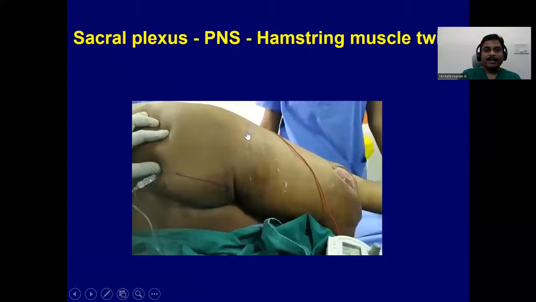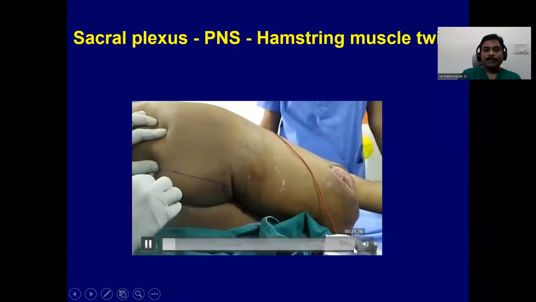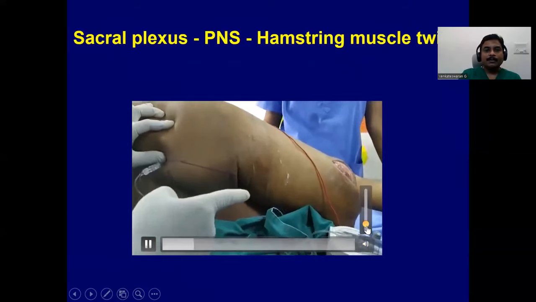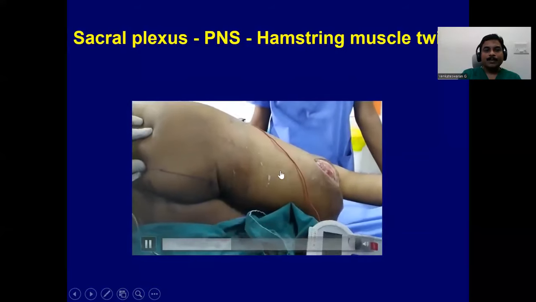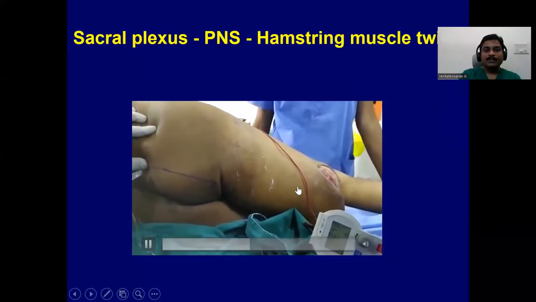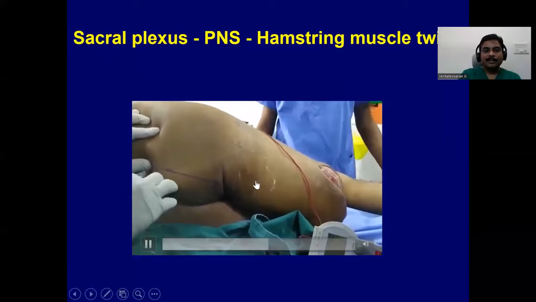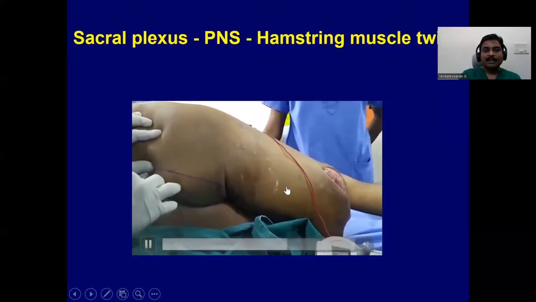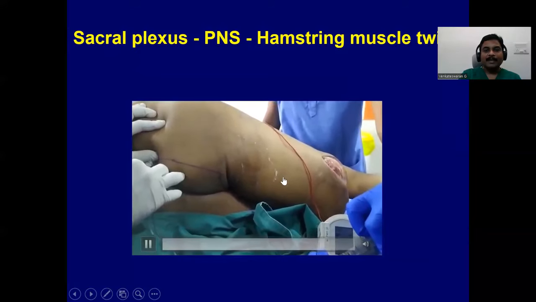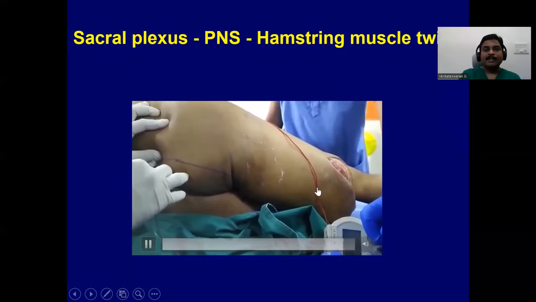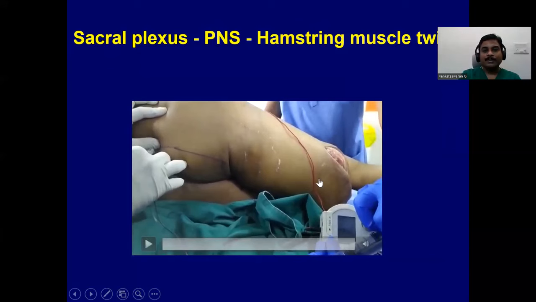And for the sacral plexus, this is a short video regarding the sacral plexus. Here also we can see the same point. You'll be able to see a hamstring twitch when you start introducing the needle. And if you're able to get a hamstring twitch at about 0.3 to 0.5 milliamps, this is how we can give a sacral plexus block for a patient who has already undergone an above-knee amputation.